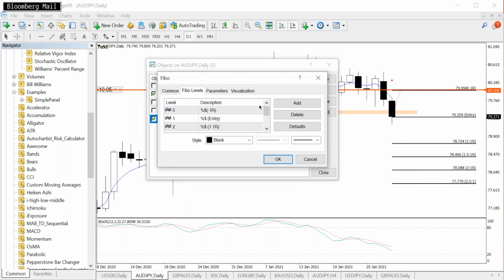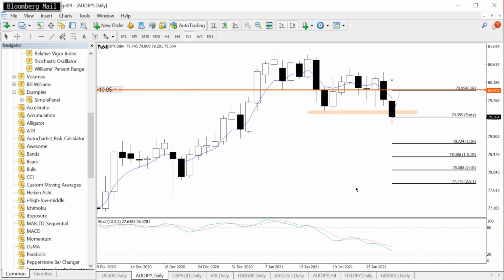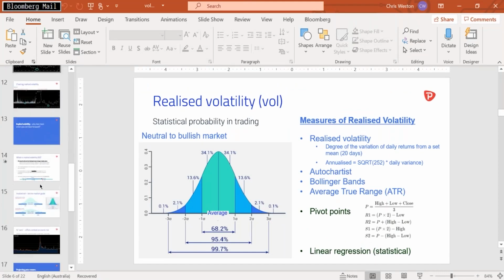What I've done is I've gone into the Fibonacci, and I've changed the levels to show my risk reward. And I'll give you the formula for that after the webinar if you want to reach out to me, and I'll show you how this works. Now the interesting thing about this, and I want to come back to this because this is absolutely essential.